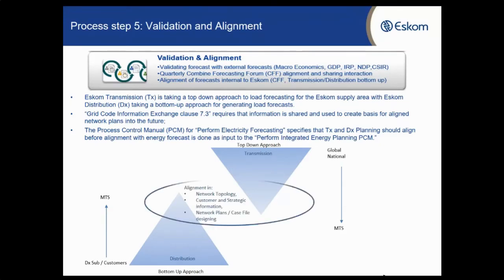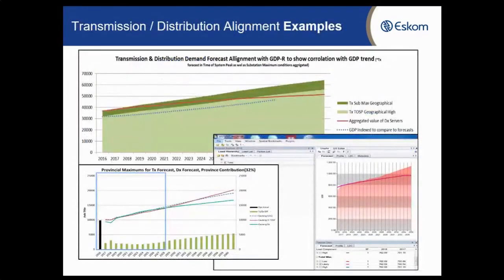And this is where we need to get our alignment done. We make sure that we are aligned in topology, customer strategic information, and our network plans and case file design and forecast, obviously. So there's a couple of governance areas that helps us to govern that and to get alignment between this.